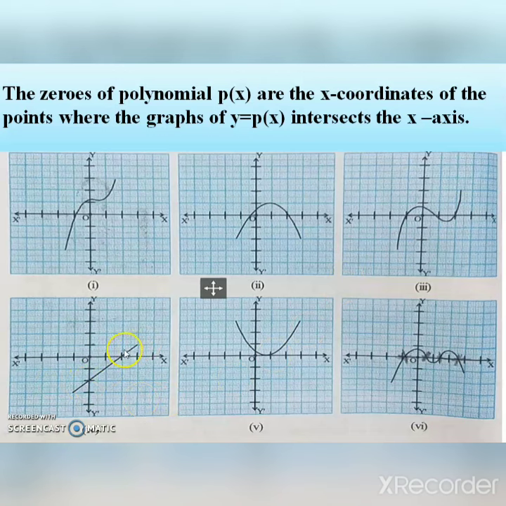Similarly here in this fourth figure, it is cutting the y-axis also, but that is not a zero. Zero of a polynomial in terms of p of x is only the point which is cutting the x-axis. So only 1 zero is there. Similarly, solve the 5th and 6th figures.